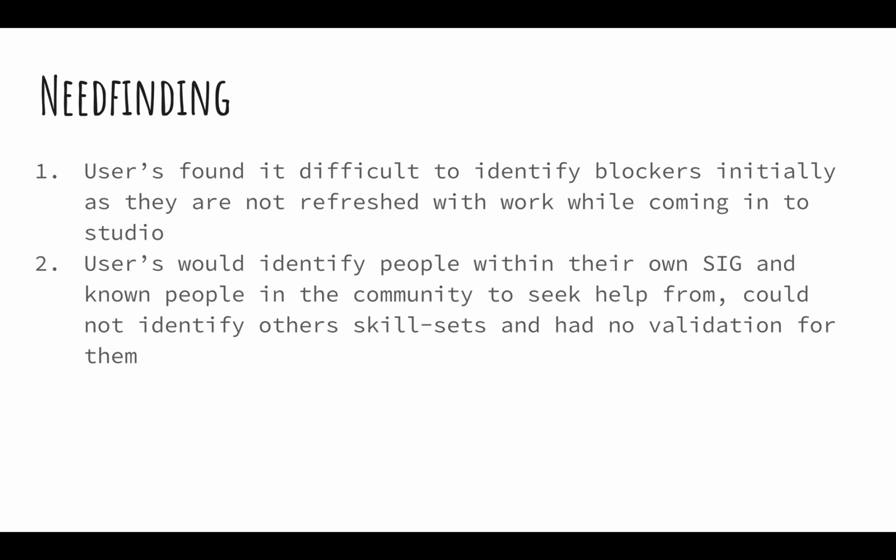Through the need finding process of initial interviews, I realized that users found it difficult to identify their blockers. This was due to a lack of refreshment of the work done so far coming into studio, and this made it difficult for them to identify the blockers. Along with this, users also had difficulty identifying skill sets within a community. They'd be able to seek help by going to their SIG, but this was difficult for some people as they were not able to validate skills outside of their SIG. And if they were to reach out to anyone outside of their SIG, it'd be difficult for them to validate anyone unless they were given a referral.